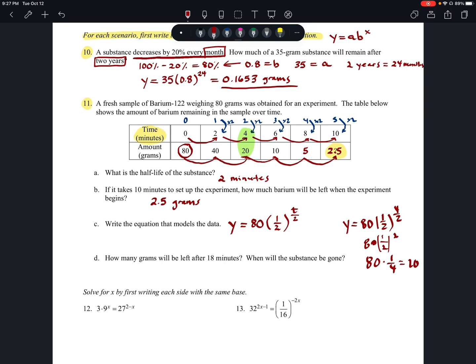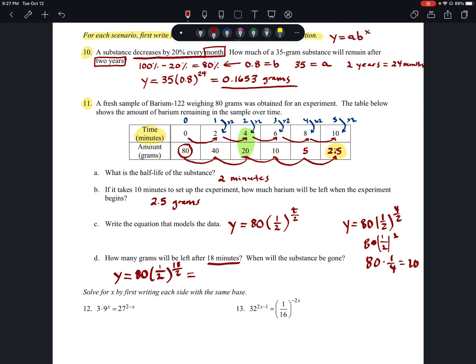Let's jump down to D before my pen stops working completely. How many grams will be left after 18 minutes? It says, when will the substance be gone? Okay, let's deal with the 18 minutes first. We're going to say y is equal to 80 times 1/2 raised to the power of 18 divided by 2. So that means it's going to go through 9 half-life cycles, right? And you can just use your calculator to come up with that.